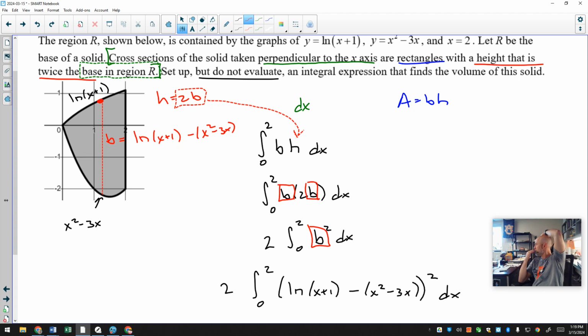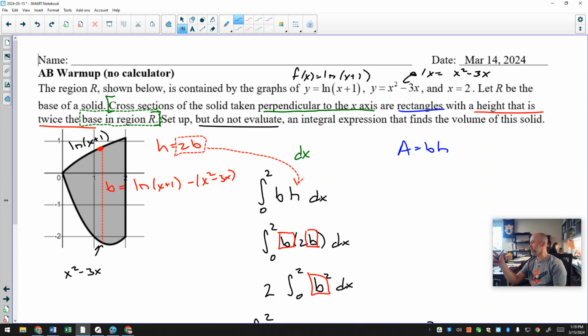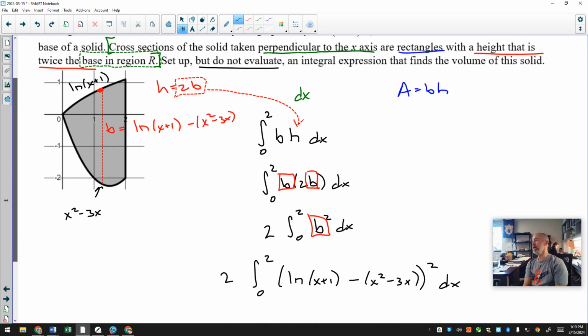Good? Good. The other thing you could have done to make this a little bit nicer, and I don't think anybody did this. Maybe some people did, and I just forgot because I graded these really late last night. You could have decided to label these, like let f of x equal natural log of x plus 1 and let g of x equal x squared minus 3x. And if you make those labels, if you put that in your work, then you can actually describe b as f minus g and make it a little bit cleaner for your writing later. Are we good? All right, let's talk about the warm-up from yesterday, 2022.